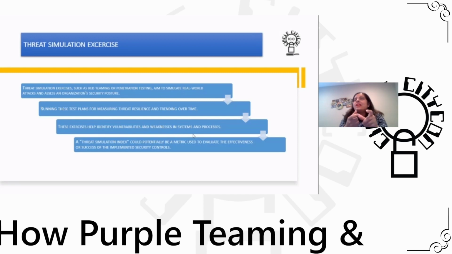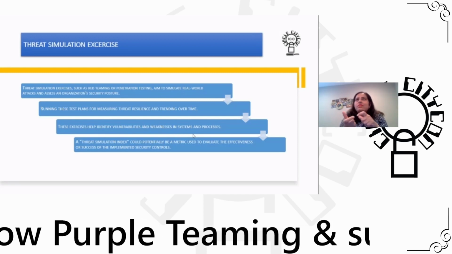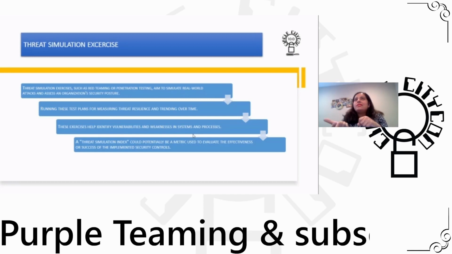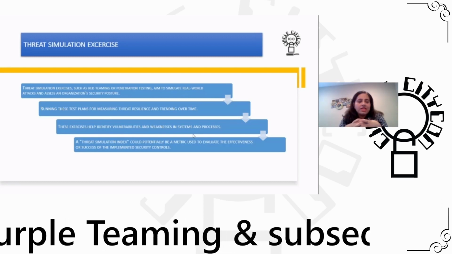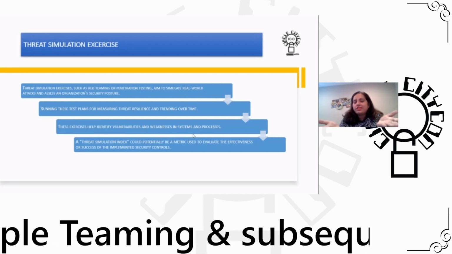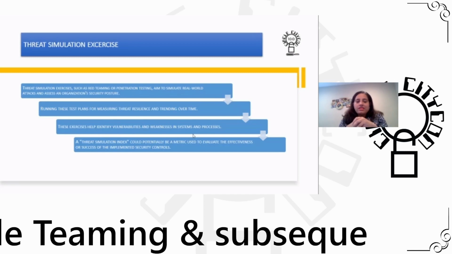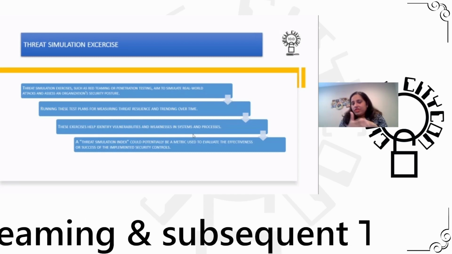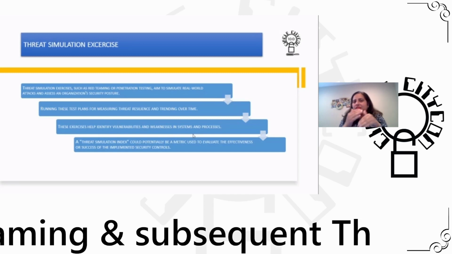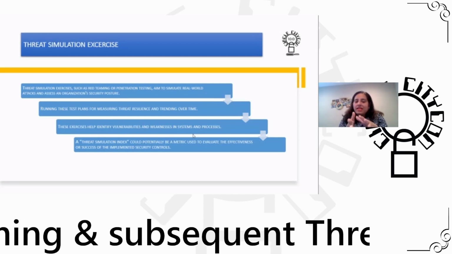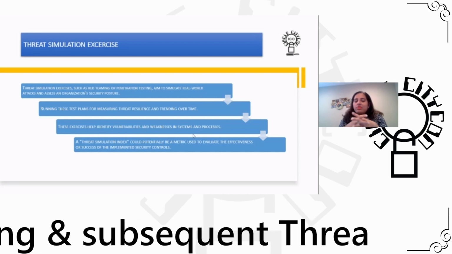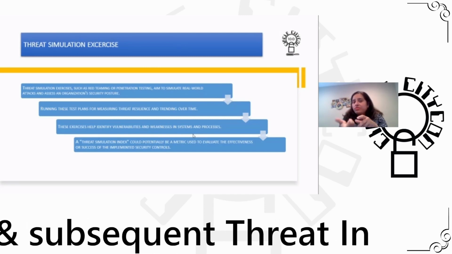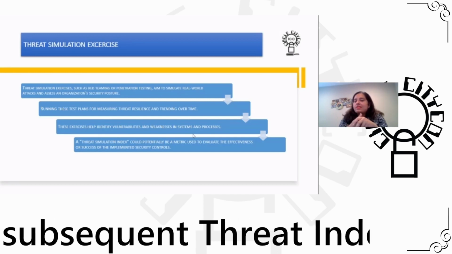I keep on using the words threat simulation and threat resilience because the end goal of threat simulation is to see how resilient your organization, or your implemented security controls, are, and how the threat index of your organization, which we will discuss in the next few slides, keeps trending over time. These exercises help identify the vulnerabilities and weaknesses in your systems and processes. A threat simulation index can be used as a metric to evaluate the effectiveness or success of the implemented security controls.